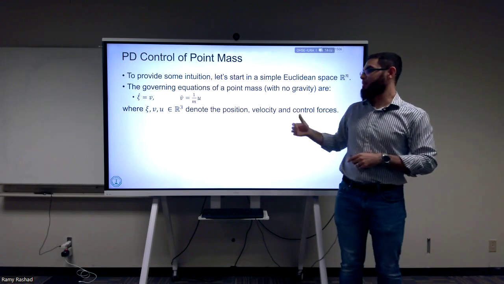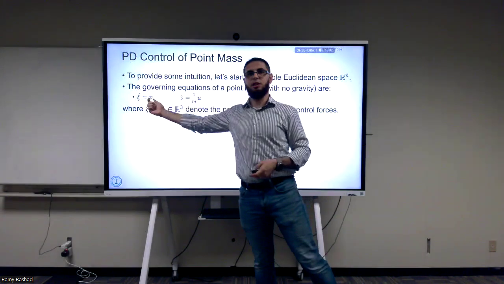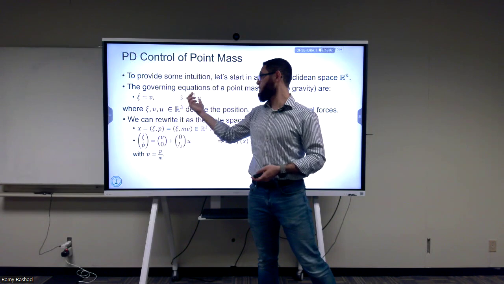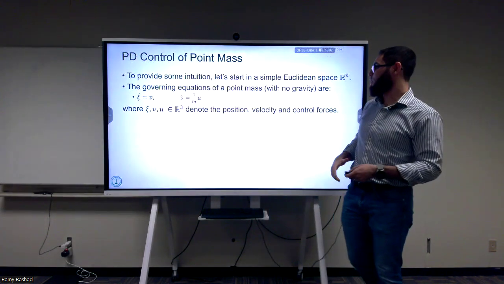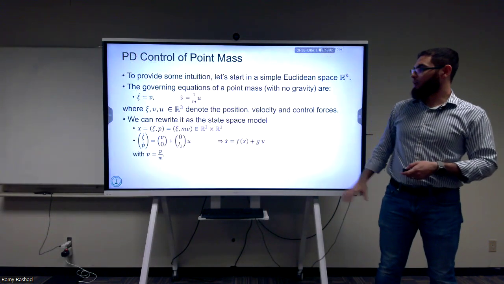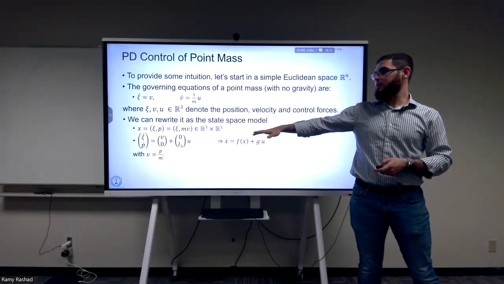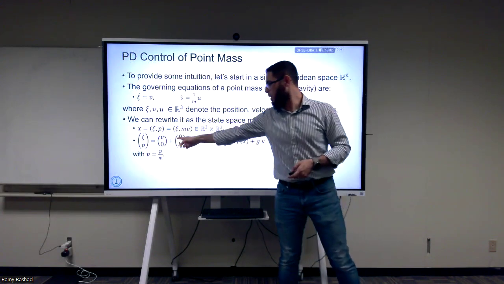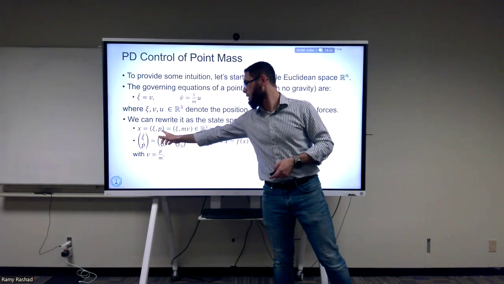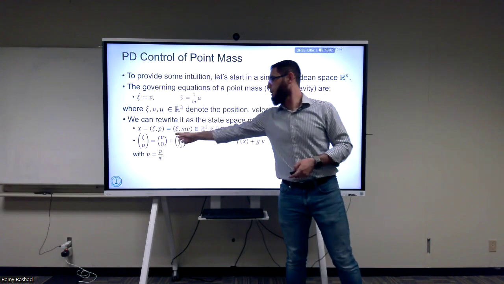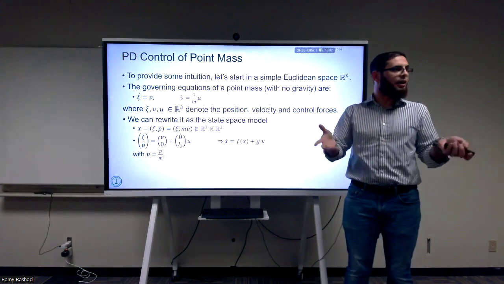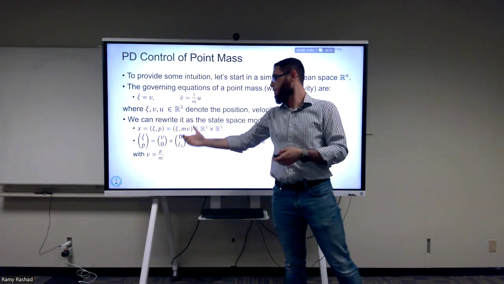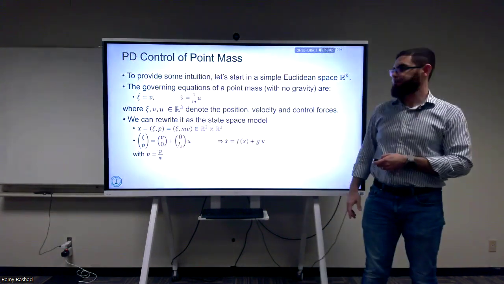The governing equation of a point mass, no gravity, is: the rate of change of position is equal to velocity. The rate of change of velocity is equal to 1 over m multiplied by the forces. U here is the control forces we're interested in designing. So we can write it in a state space form that looks like this: x dot is equal to f of x plus g u. G here is given by this matrix that's multiplied by the force, and f of x is just a function of v. We don't have any potential energy, any gravity, any springs or anything, it's just a point mass floating in the air. Then we have this equation.